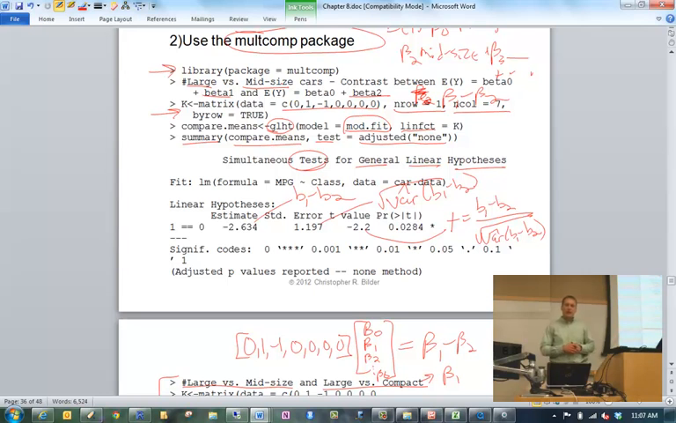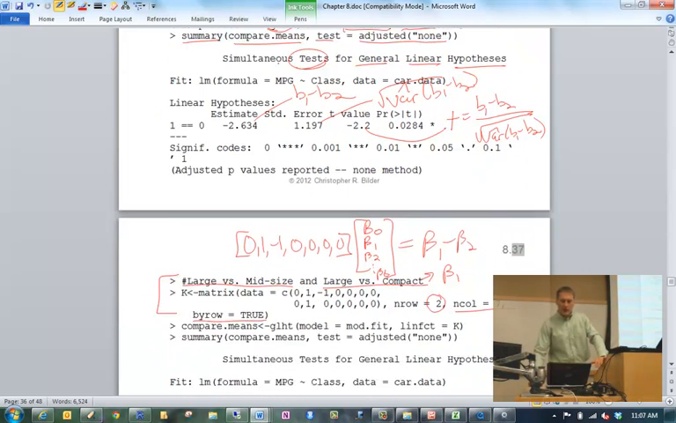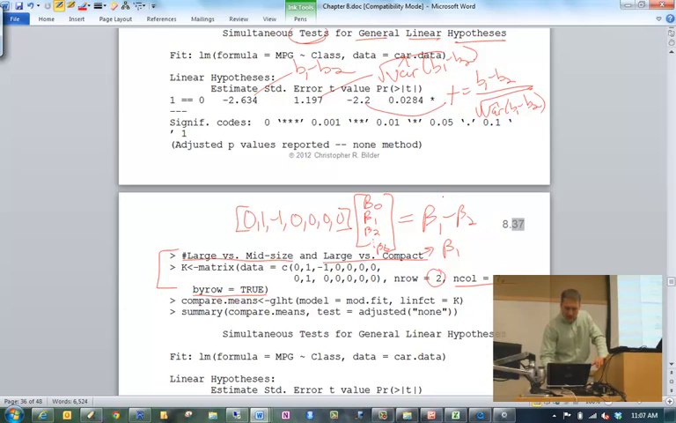And in this particular case, what we can do is actually code in the direct comparison that we want. So if I want to compare large to mid-sized cars, I'm not going to go through all the details like we did last time, I need beta 1 minus beta 2. I want to do a hypothesis test to see if that's equal to 0 or not. And the multcomp package provides me a convenient way to do this.